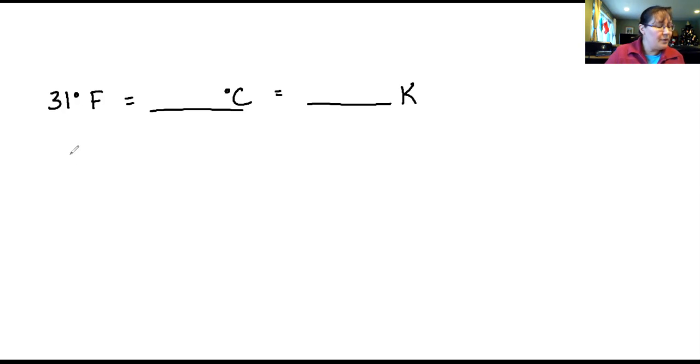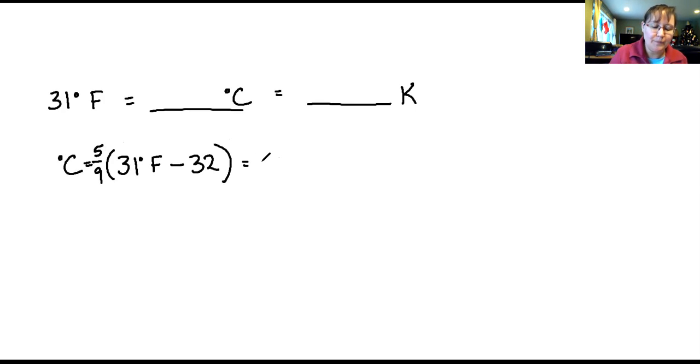Okay, and so I use the formula that degrees Celsius is equal to my Fahrenheit temperature, 31 degrees Fahrenheit, minus 32, okay, and all that times 5/9. And so I start with 31 minus 32, and it gives me -1, okay, times 5 divided by 9. And this gives me a Celsius temperature of 0.55555, repeating, okay?